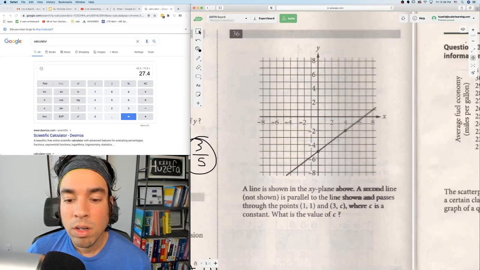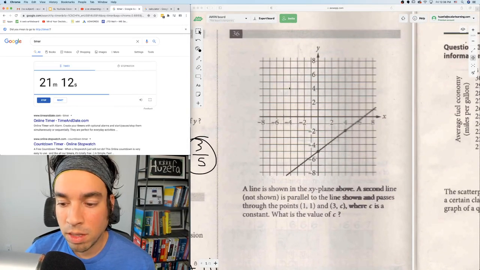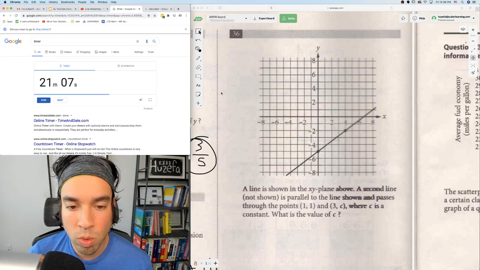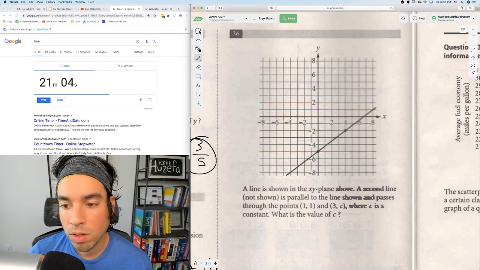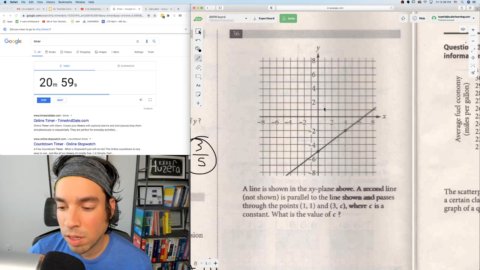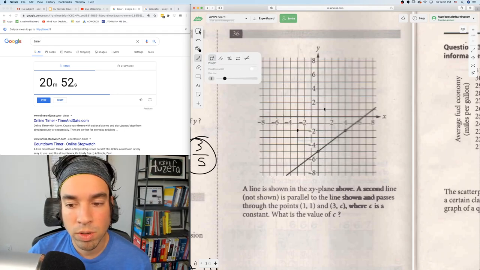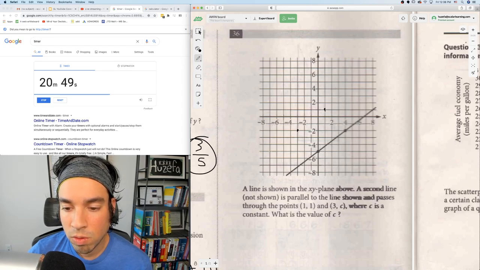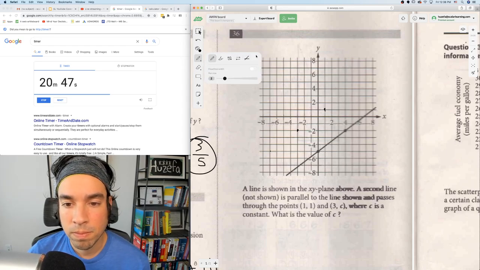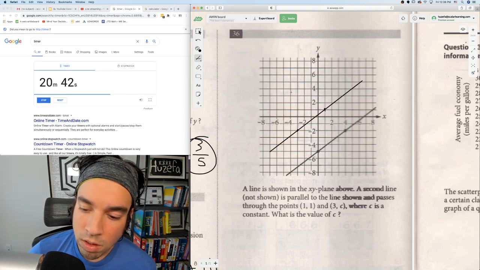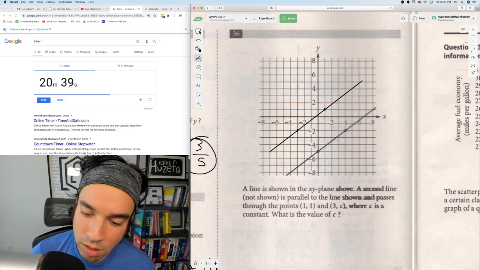36. A line shown in the xy plane above, a second line not shown, is parallel and passes through the points 1, 1. Let's just draw it in for fun. 1, 1. It's got a slope of -3/4. With this nice tool, I can do this very easily. Make a nice line here. And passes through points 1, 1, and 3, c, where c is a constant, what's the value of c?